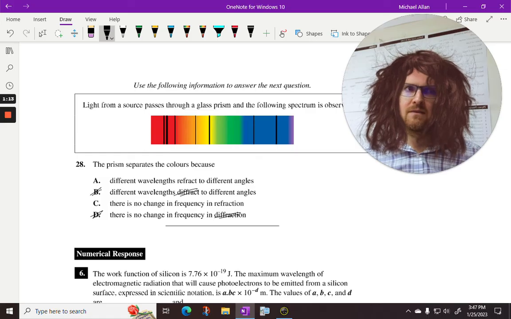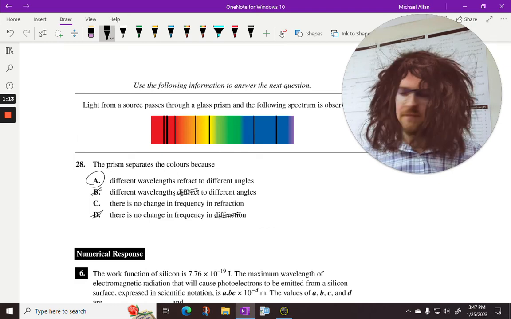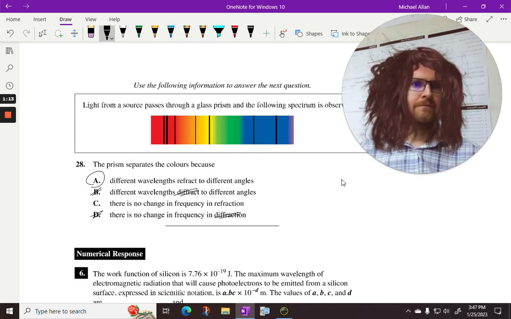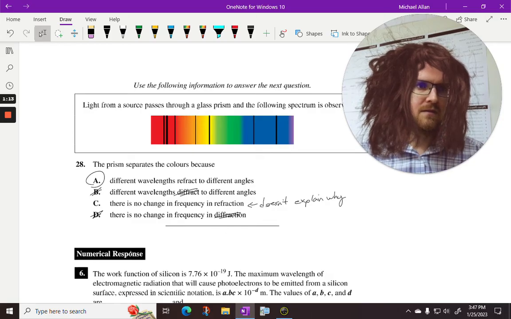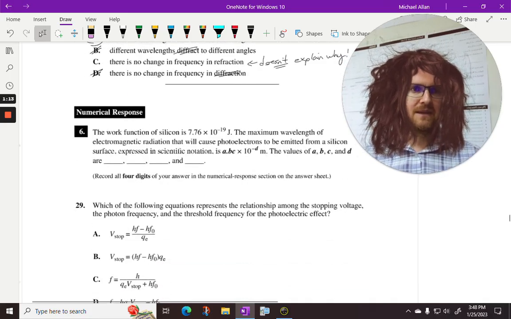It's all about the wavelengths essentially. We'll go with that one. 28A. Yeah, I don't see it. Doesn't explain why, right? Doesn't explain why. Okay, there you go.